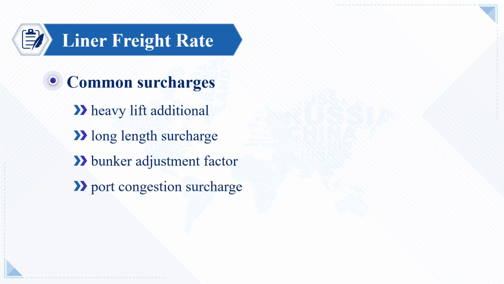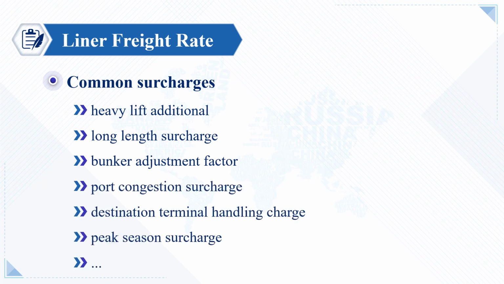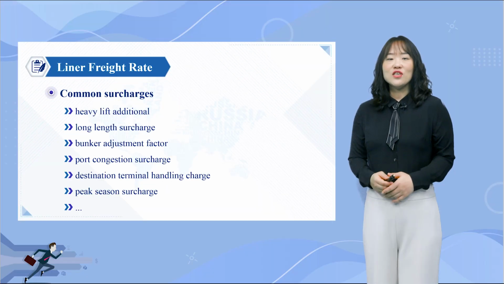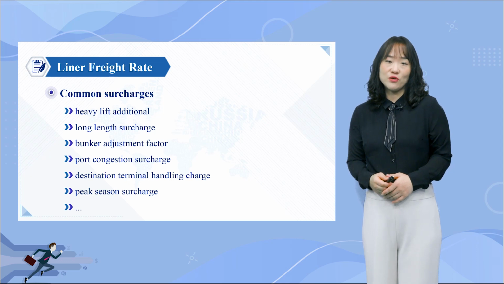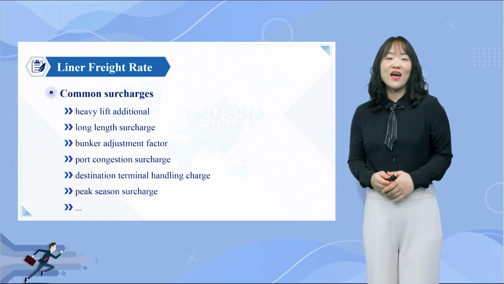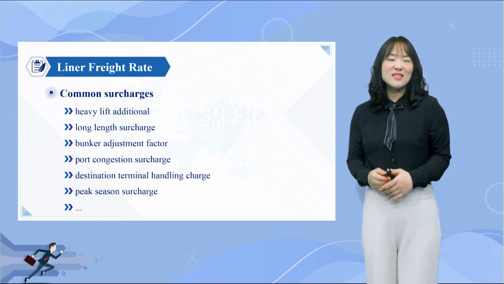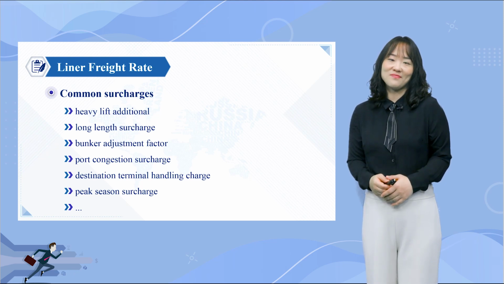In order to maintain the stability of the basic rate, the liner companies add various expenses in addition to the basic freight rate. These fees are so-called surcharges, such as heavy lift additional, long length surcharge, bunker adjustment factor, port congestion surcharge, destination terminal handling charge, peak season surcharge, etc.